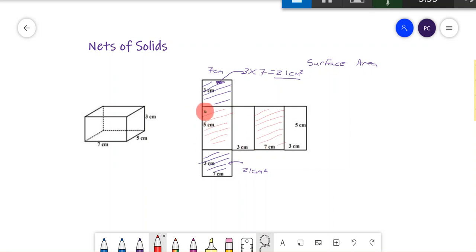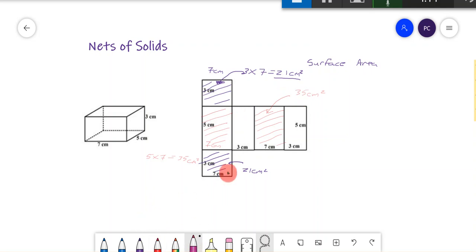Okay, so if this is 5 centimeters from here to here, then from here to here is 7 centimeters, and we've already worked that out here as well. So the area of this piece here is going to be 5 multiplied by 7, which is equal to 35 centimeters squared. So if this is 35 centimeters squared, then this is also 35 centimeters squared. Okay, so that's that surface area there.